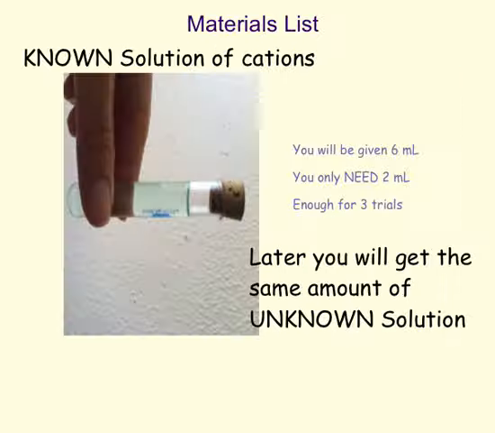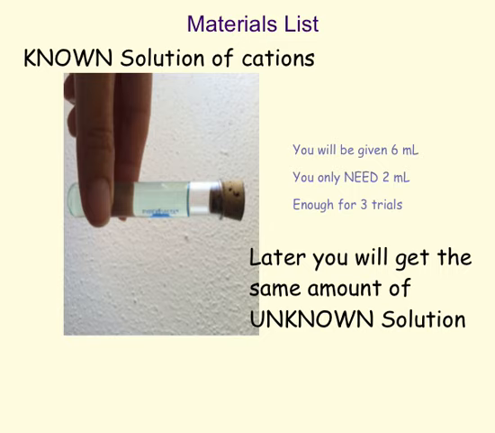Okay, so looking at our materials list, and for this, I'm looking at my lab itself. Hopefully you guys are following along. And I see under chemicals, there are 9 solutions of cations, or actually solutions of 9 cations, I guess is what it is. And this is going to be your known solution.